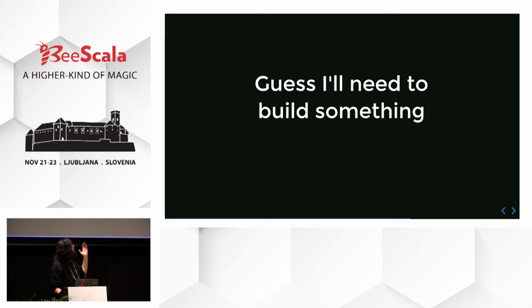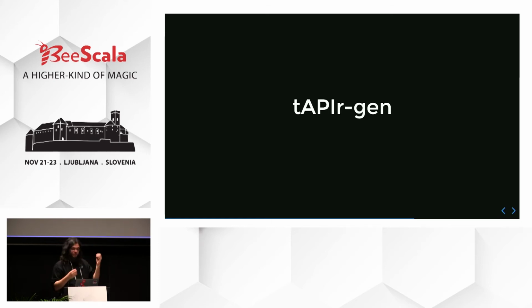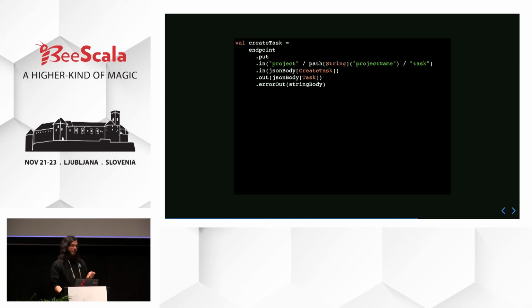So that's where the name of my talk came from. I started a project called Tapir Gen, where I would try to solve this problem by myself. So going back to my endpoint definition, now I've removed the type that I had created for the project name. It's back to the previous old one, just for the sake of simplicity.